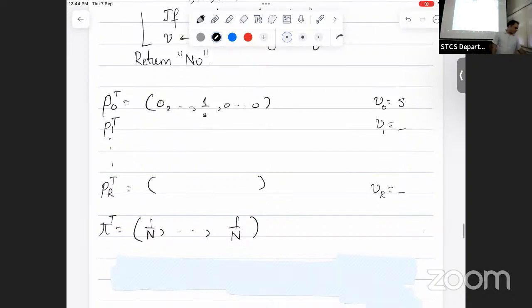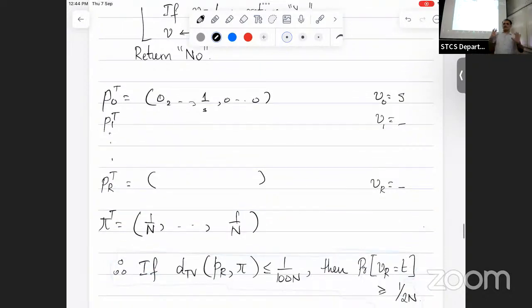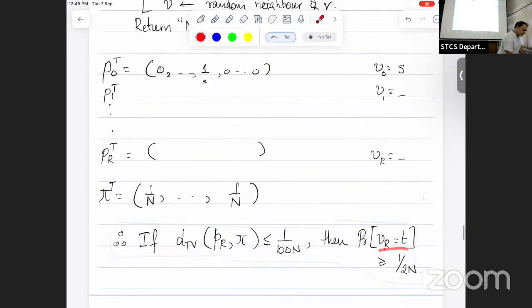What do we know right now? Suppose I tell myself that I'm going to run it for enough steps so that this total variation distance becomes smaller than something like 1 over 100n. My R is going to be set up such that that happens. Then I want to claim that the probability that VR is equal to T is at least 1 over 2n. Because the Tth coordinate here is 1 over n, if your total variation distance is like 1 over 100n, you better be within 1 over 100n of 1 over n.